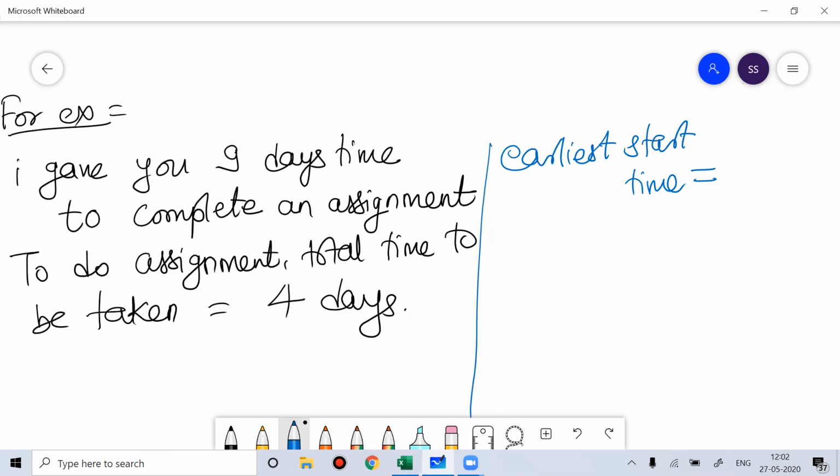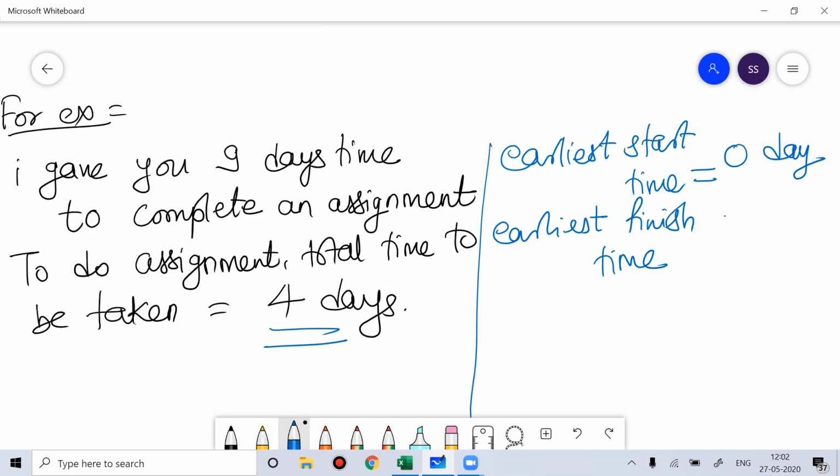Those sincere people like Shruti or Priyanka will start on day one. The moment I give the assignment, they will start solving. So the earliest start time means day 0. And what would be the earliest finish time? If the duration is 4 days, they can finish in 4 days. I hope you understood the earliest start time and the earliest finish time.